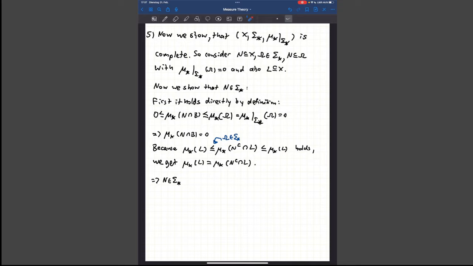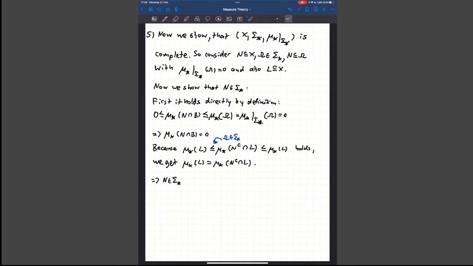First, this is by definition bigger than or equal to 0, because it's an outer measure. And it's less or equal to this, also because it's an outer measure. And this is the same as this. We showed that. And that's zero by assumption. So we have here zero and here zero. So this has to be zero also.